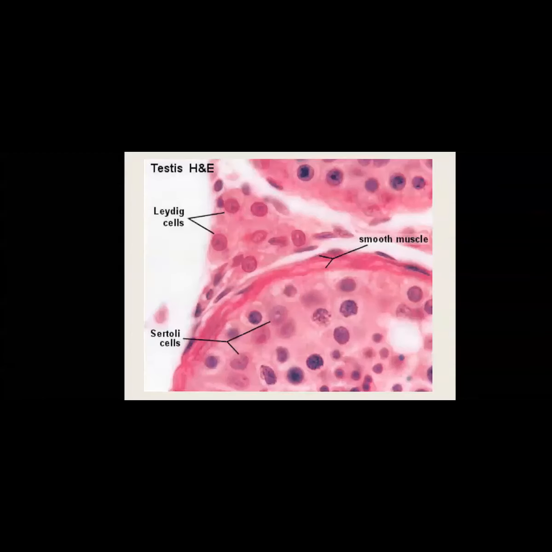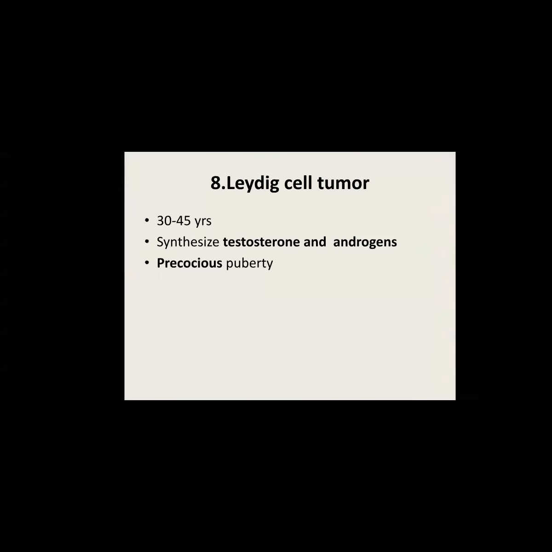So where are the Leydig cells? I have already told you these Leydig cells are the cells with large abundant cytoplasm which are present between the seminiferous tubules in the fibrous septa. Those tumors which arise from these Leydig cells are called Leydig cell tumors. They are common between 30 to 45 years of age. Usually they synthesize testosterone and androgens. Because they synthesize testosterone at an early age, they will cause precocious puberty.